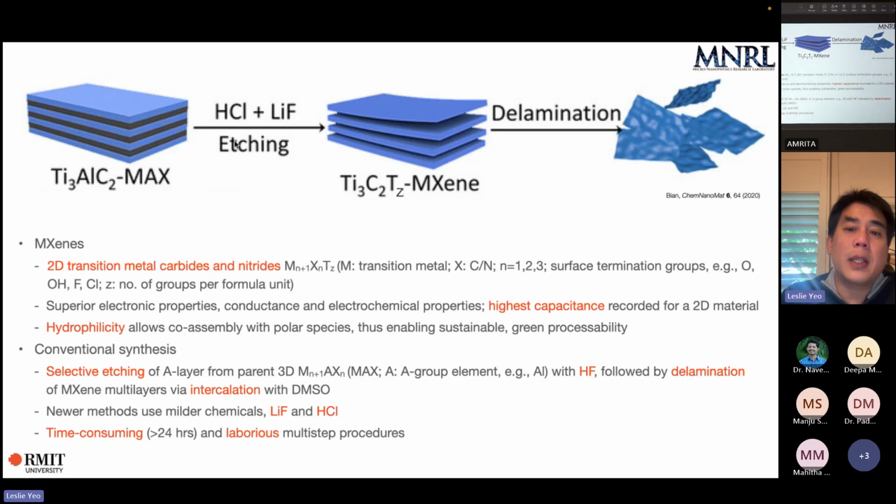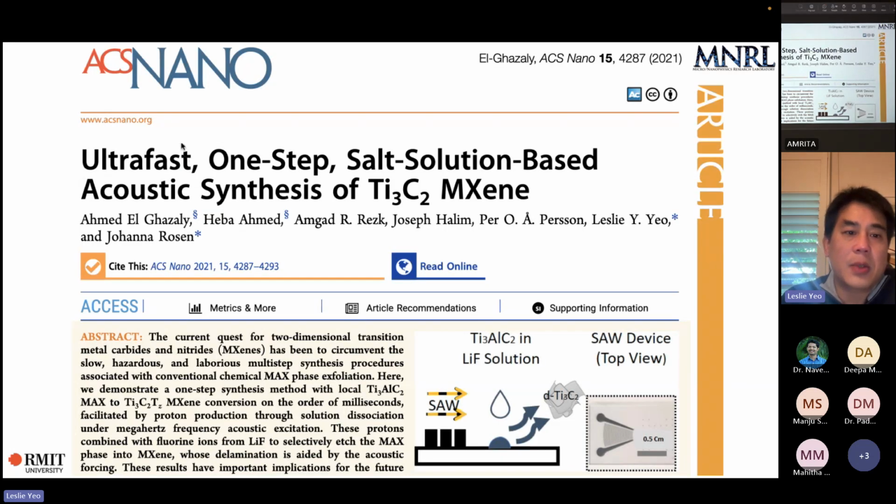But in order to create these 2D or at least monolayer flakes, because they come intercalated with the aluminum layers, you need to do HF to etch out the aluminum and then delaminate them. So it's selective etching of this aluminum layer, and HF is not very friendly, and the process takes days and is quite laborious. So we did the same thing, together with our collaborators at Linköping University in Sweden, Johanna Rosen.